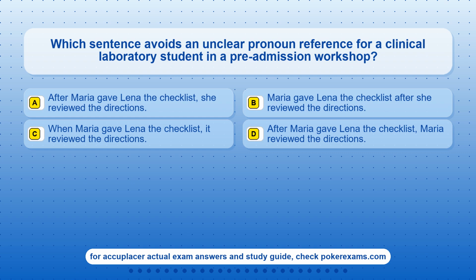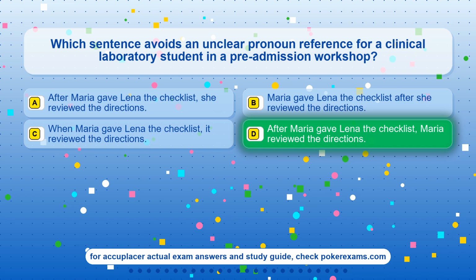Question 11. Which sentence avoids an unclear pronoun reference for a clinical laboratory student in a pre-admission workshop? Option A. After Maria gave Lena the checklist, she reviewed the directions. Option B. Maria gave Lena the checklist after she reviewed the directions. Option C. When Maria gave Lena the checklist, it reviewed the directions. Option D. After Maria gave Lena the checklist, Maria reviewed the directions.